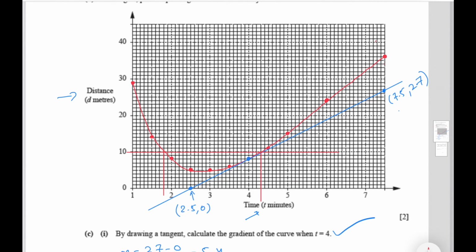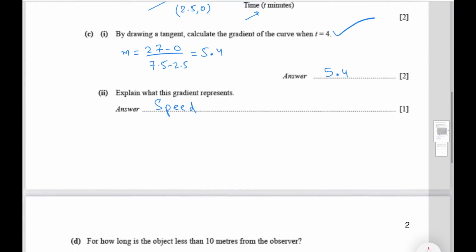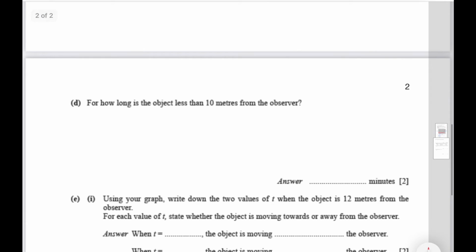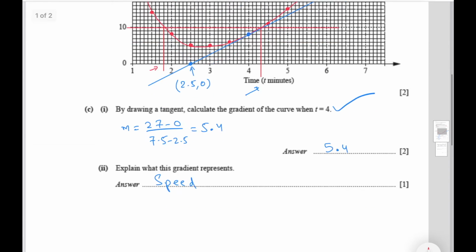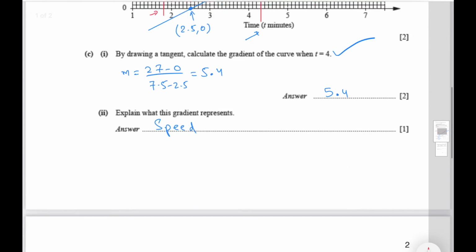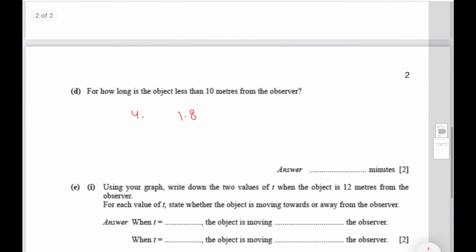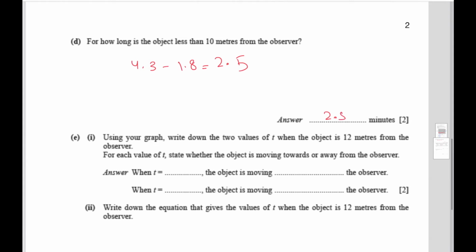Okay, so the first value of t is going to be 1.8, and the last value of t is going to be 4.3. So you do 4.3 minus 1.8. Let's see what we get. 4.3 minus 1.8, our value comes out to be 2.5. So we write it over here, it is 2.5 minutes.